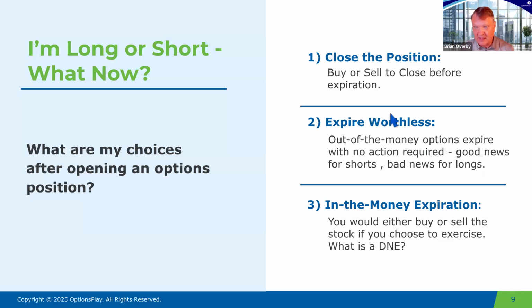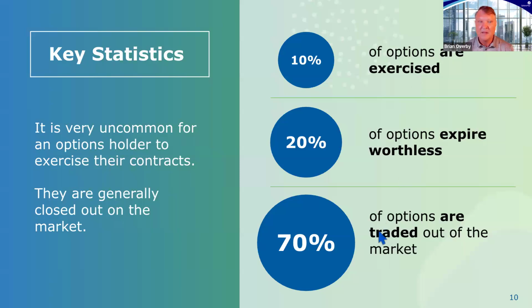The most common thing that happens is actually people close the position. And here's the way the numbers work out. So if we click on this, we go back to here. 10% of options are actually exercised. Only 20% expire worthless. And 70% of options are actually traded out of. In other words, they are bought to open or sold to open and then bought to close. So 70% of the time, an option contract doesn't even make it to the expiration date because it was closed out prior to getting there.